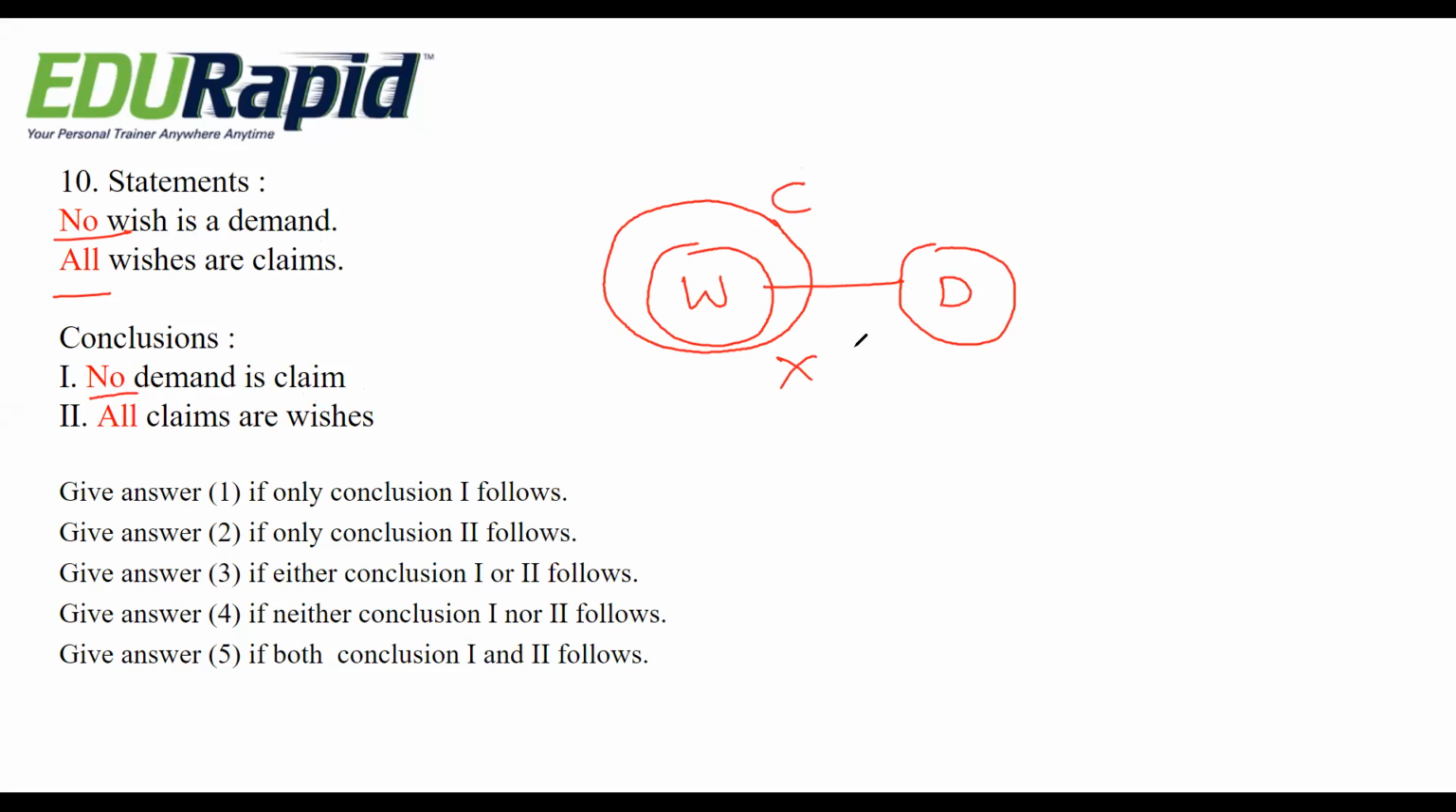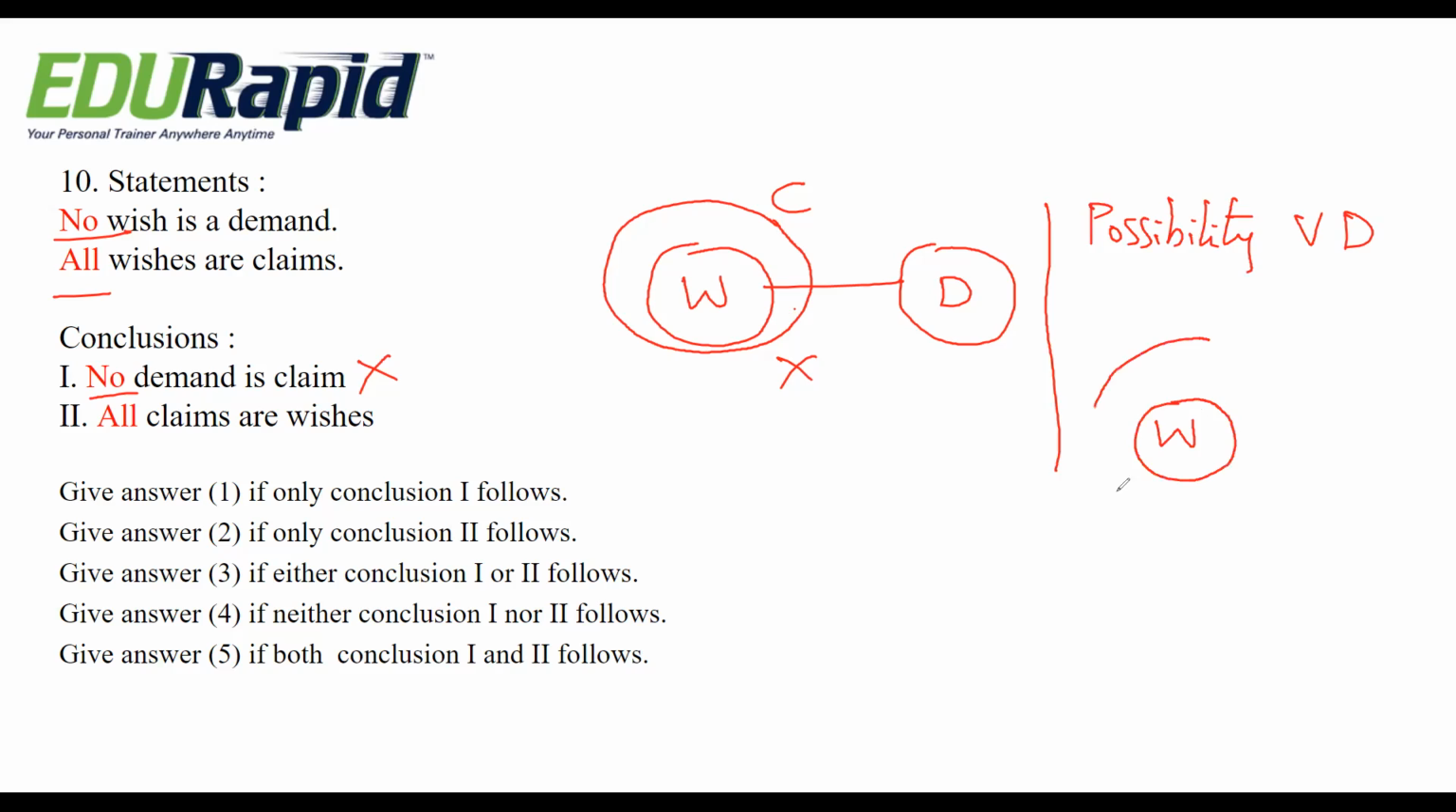Conclusion: no demand is a claim. No, it does not follow, because some demand can be a claim. I'll write it down here and show you the possibility Venn diagram. All wishes are claims and no wish is a demand. This is the possibility Venn diagram, and it does not affect our statements. Here they are telling no demand is a claim, but see, claim and demand are both connected to each other. So we can say that some demand can be a claim, so no demand is a claim does not follow.